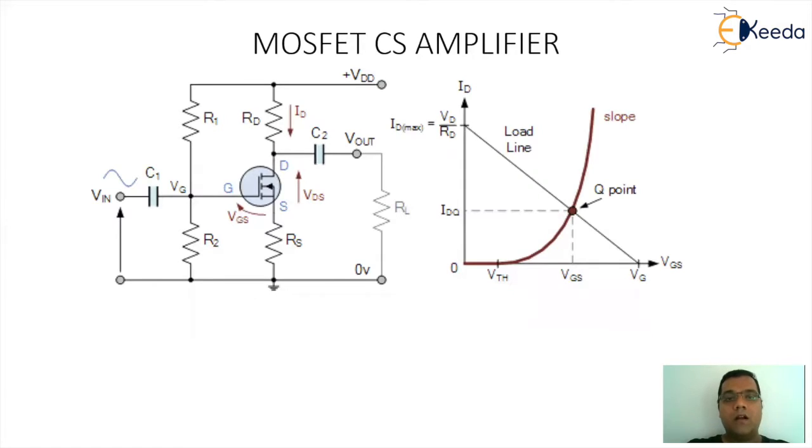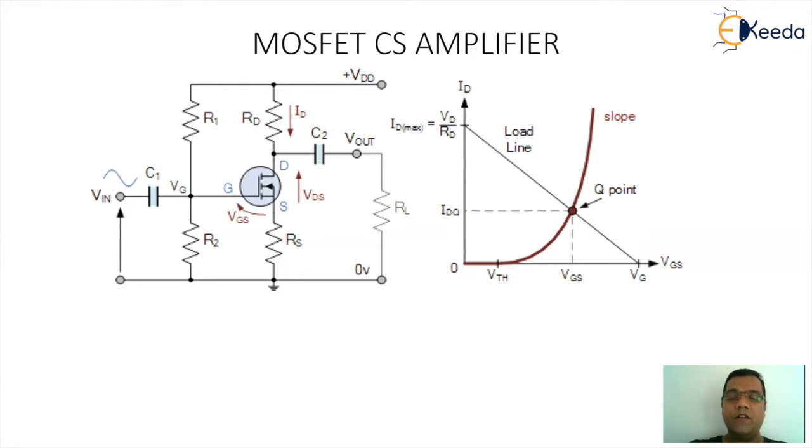Now suppose I go for the MOSFET CS amplifier with the potential divider bias arrangement. We have already seen how to solve the MOSFET amplifier for the DC calculation, where we replace the input by the Thevenin circuitry and then find the value of VG, which will be VDD into R2 divided by R1 plus R2. The equivalent resistance for the gate will be R1 parallel R2, and then you go for VGS equal to VG minus IDRS. We use the equation for the drain current.